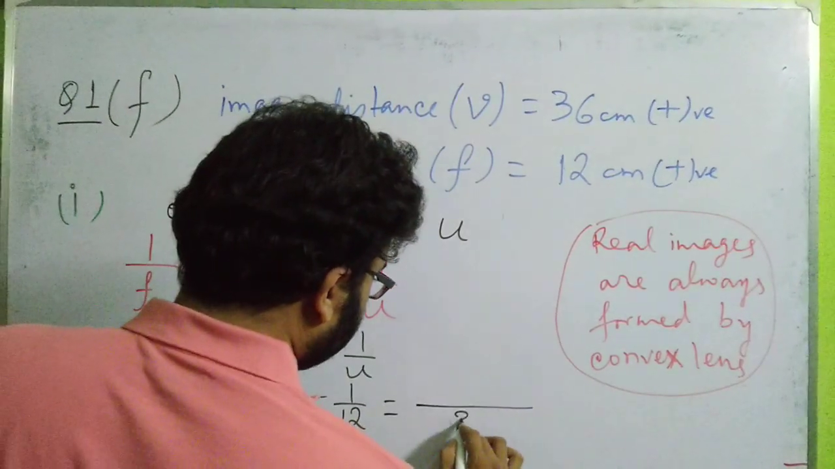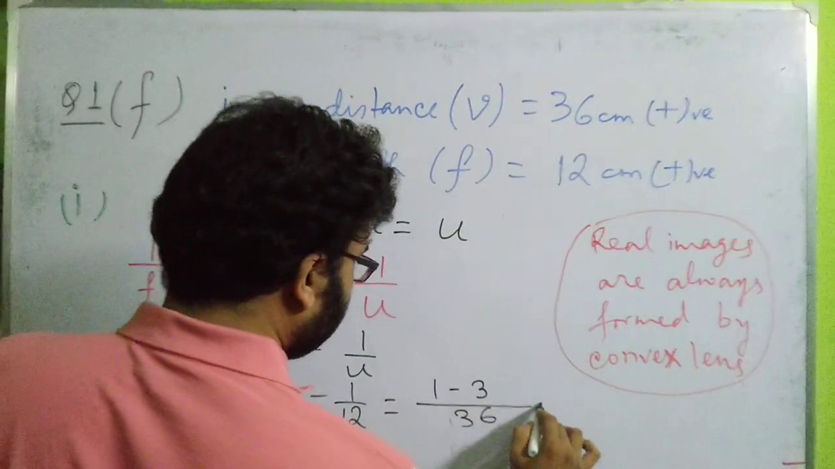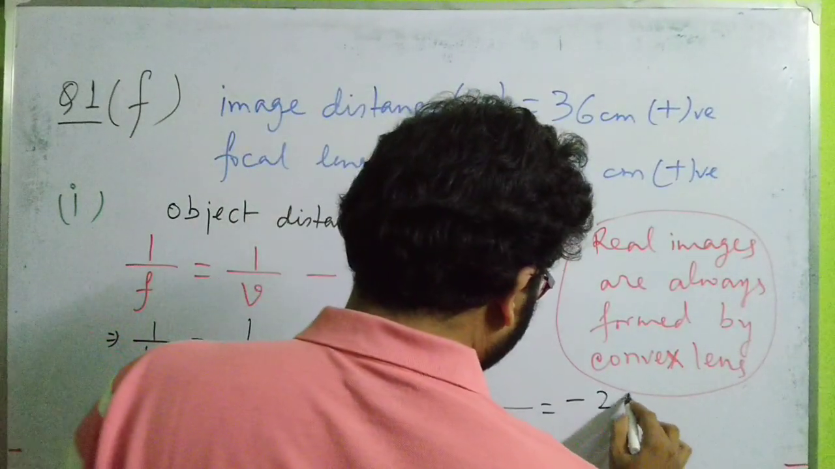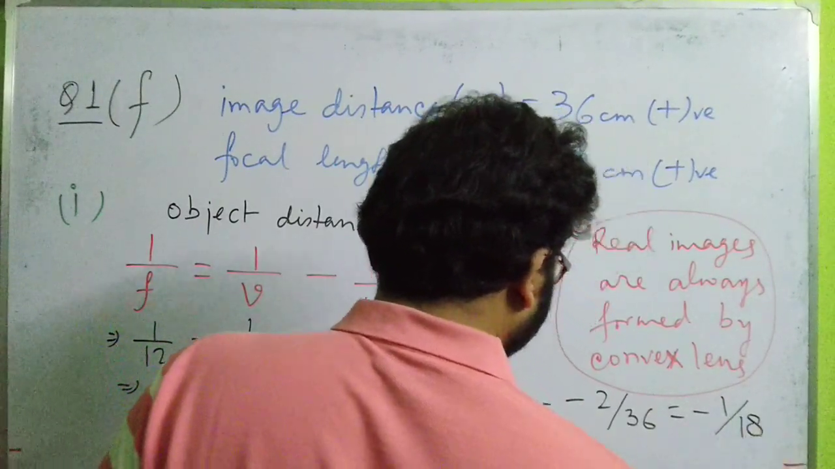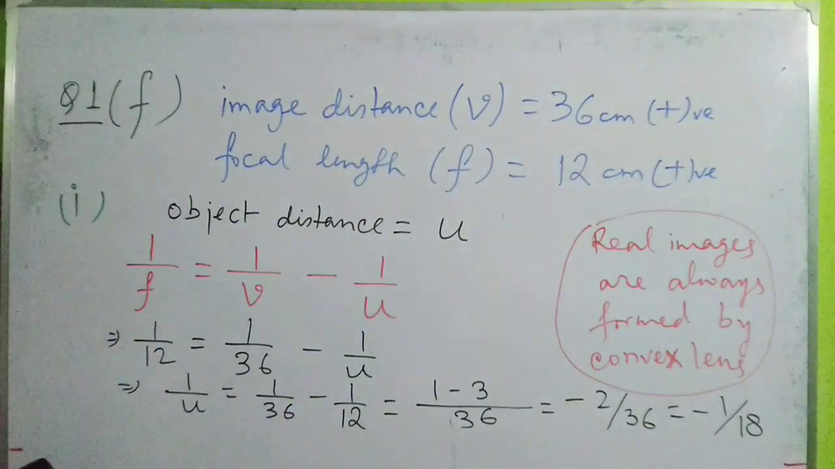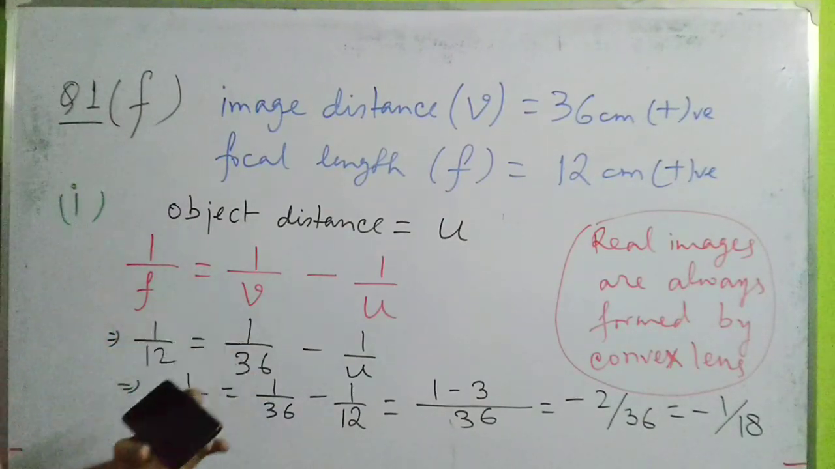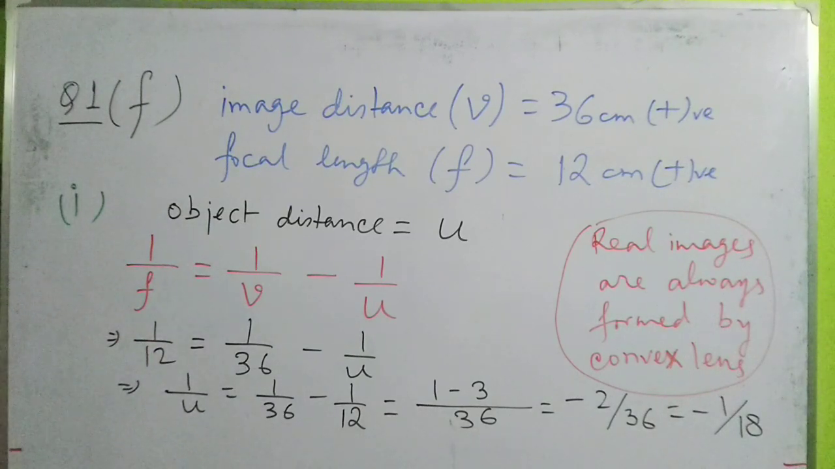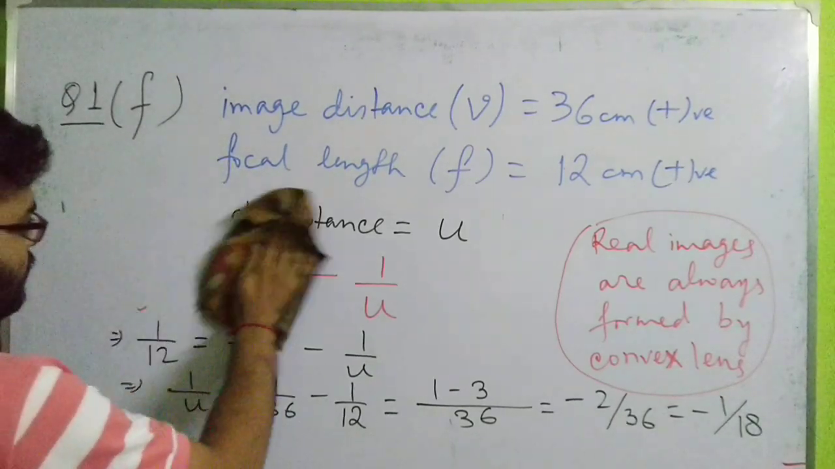LCM turns out to be 36. So 1 minus 3 means minus 2 by 36, which turns out to be minus 1 by 18. I think all of you have noted the calculation at this point. If not, please pause the video and note down the calculation. I'll be rubbing it off. So what is the value of the focal length? Sorry, not focal length, object distance: 1 by U turns out to be minus 1 by 18. So what is the value of U?